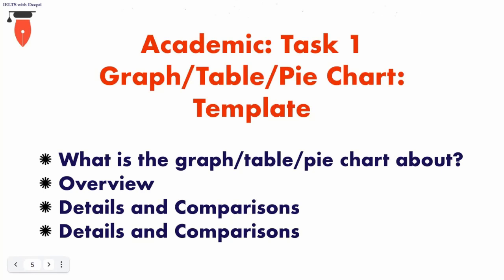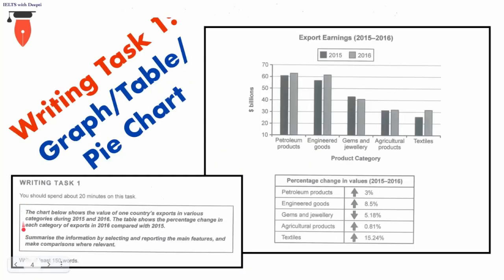Now let's move to what kind of template we are going to follow. So there's no hard and fast template per se, but yes, we are going to write 4 paragraphs here. The first paragraph will briefly paraphrase. So this is the part that is to be briefly paraphrased.